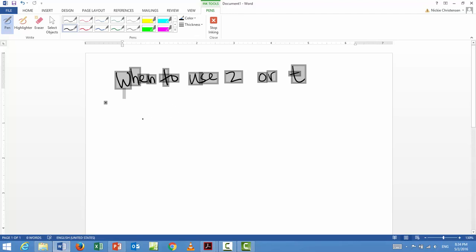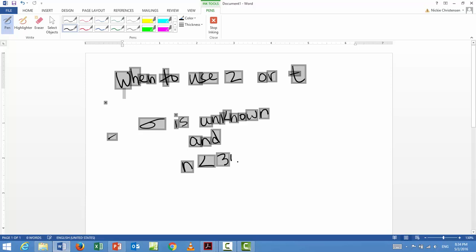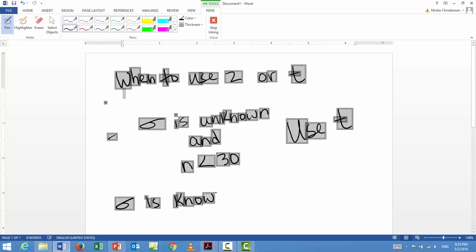Okay, so the rule is if sigma is unknown and our sample size is less than 30, we use the T distribution. Okay, but if sigma is known or our sample size is greater than or equal to 30, we use the Z distribution. Okay, so as I mentioned in class, you just have to memorize that.